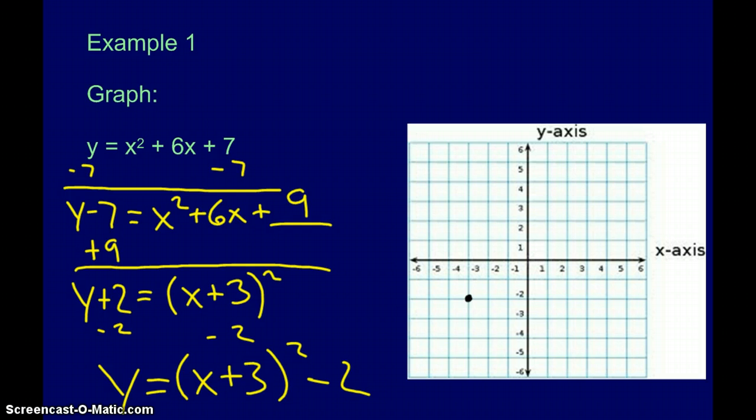So there's my vertex. I don't have a number in front, so therefore my growth pattern is up 1 over 1 and up 3 over 1. And my next step would be up 5. That would leave my graph. So I go ahead and sketch in my parabola in vertex form.